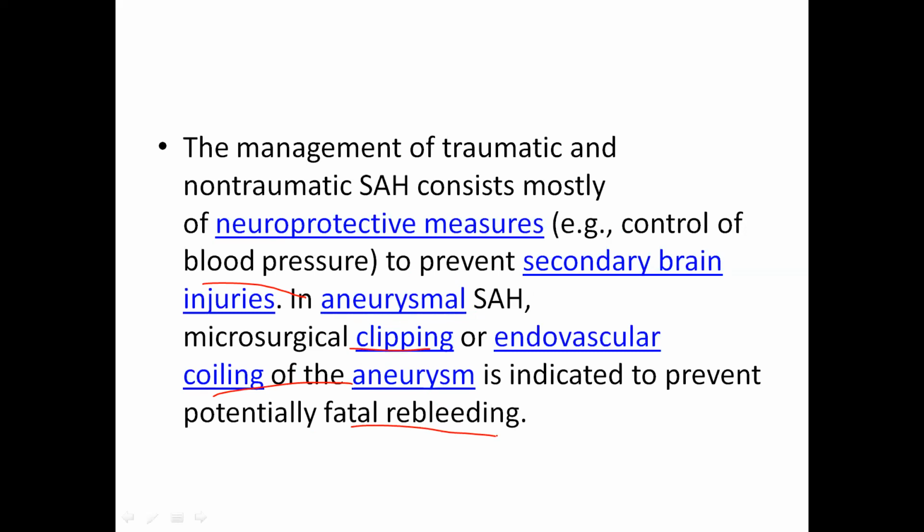Whenever you find a patient with subarachnoid hemorrhage, you go for the ABCDE survey and manage the airway. If the patient's GCS is dropping, like if it is less than 8, you may have an indication for intubation. So don't forget the ABCDE survey.